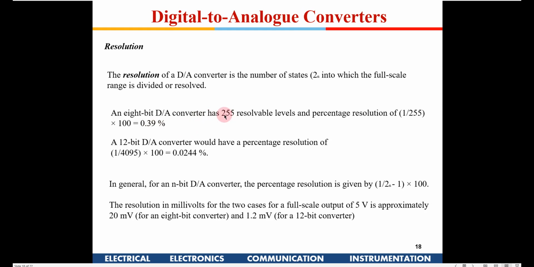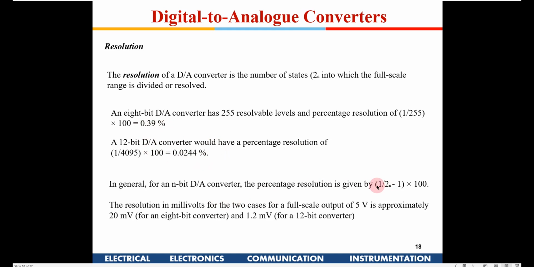Okay, so that is how this is. Sorry, this already 100 is catered for. If it is 100 volts, then 0.39 will be the difference between two levels. Okay, so this is how the percentage resolution is calculated.